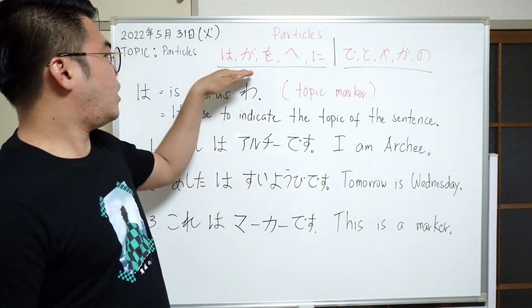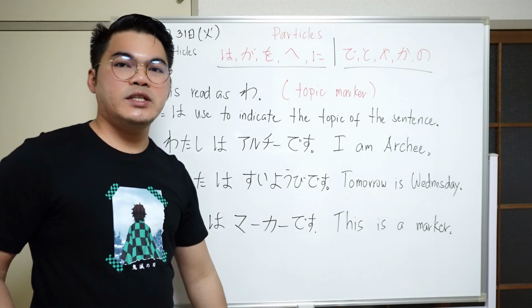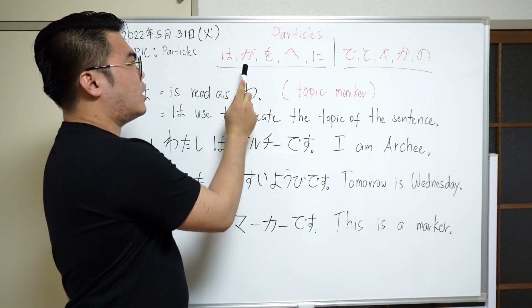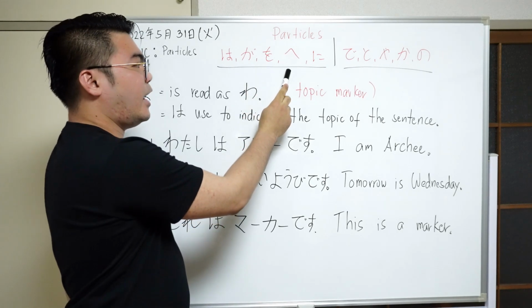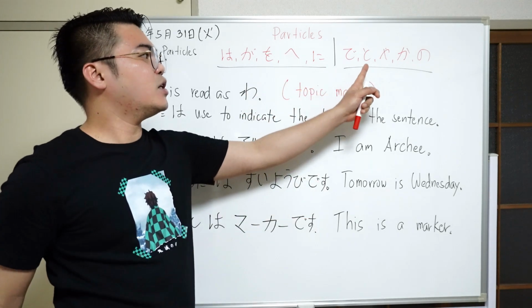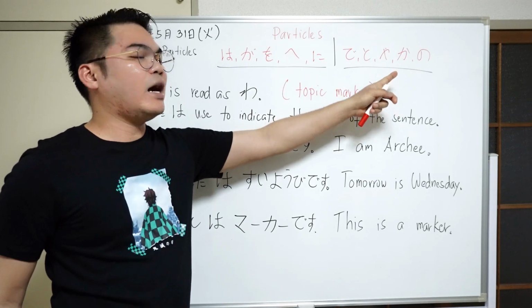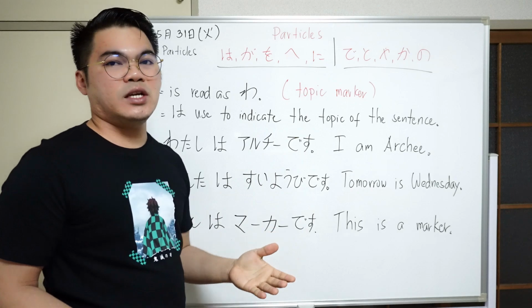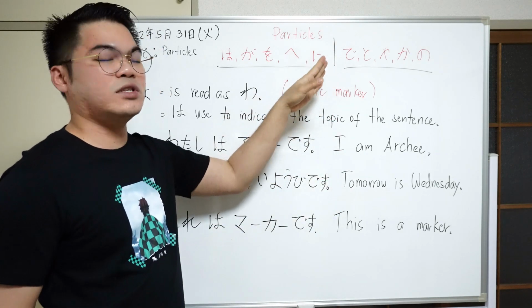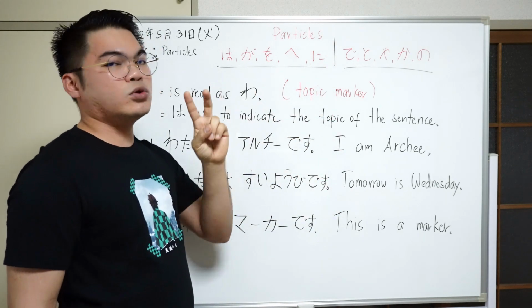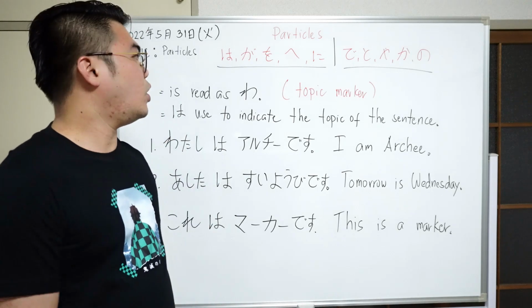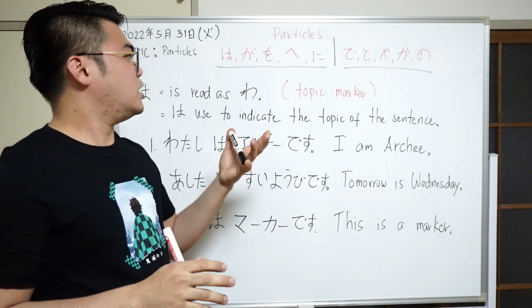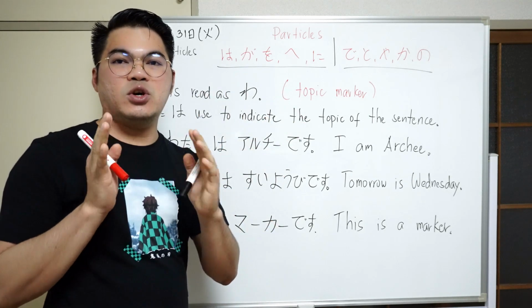So, here are our particles. This is only the basic particles. We have wa, ga, o, e, ni, de, to, ya, ka, and no. Since there are so many particles here, I decided to separate them into two groups. Today I'm going to teach you only these five particles, because it is impossible for me to teach them all in a very short time.